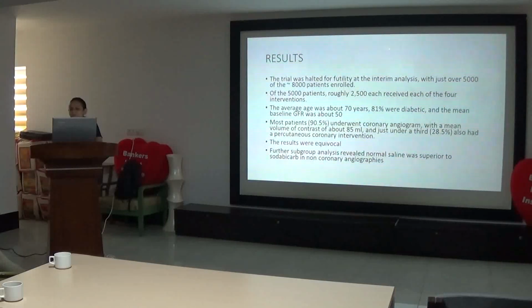What is the meaning of the first statement, that the trial was halted for futility at the interim analysis? When 5,000 patients had come, at that time they realized that the results were equivocal. We need not enroll more patients. Futility is more of a slang word rather than something else.